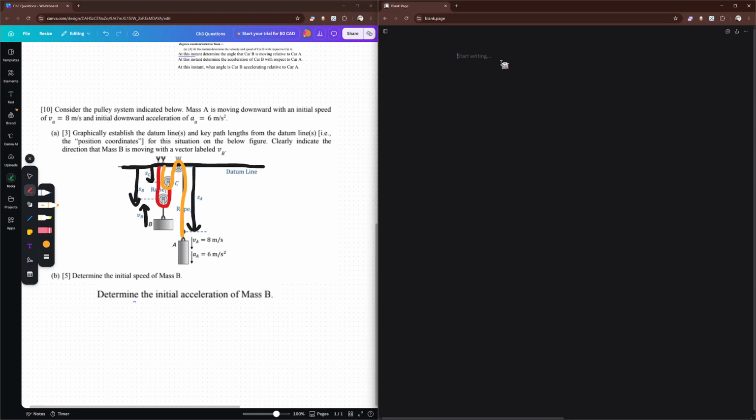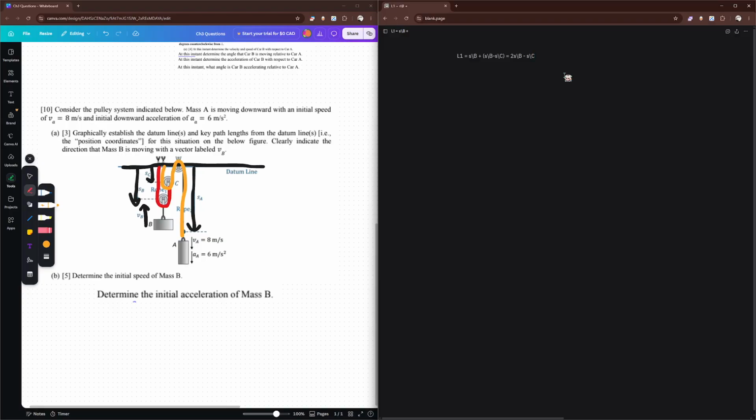Now we'll do part B. Determine the initial speed of mass B. For rope 1, we're going to go L1. What do we have? We have SC, and then we have SB, and we have this length of rope here, which as you can see is SB minus SC. So this is equal to SB plus SB minus SC. And then we can just simplify this to 2SB minus SC, right?